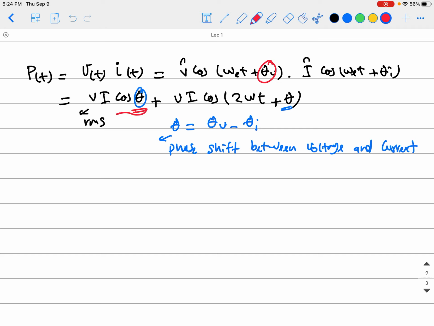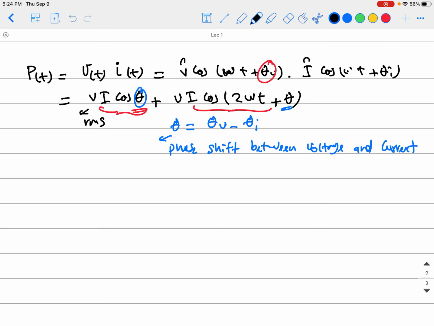This part is a constant part, and this part is an alternating part because of cosine 2 omega t, but alternating in double the frequency of the voltage and the current. Because the voltage and the current are in terms of omega t. Sorry, I keep doing omega t, so just keep the notation.